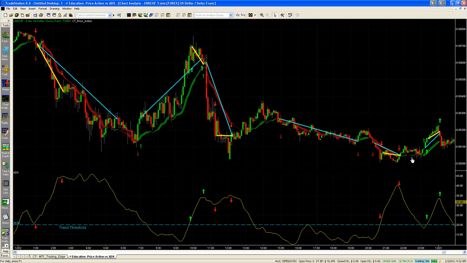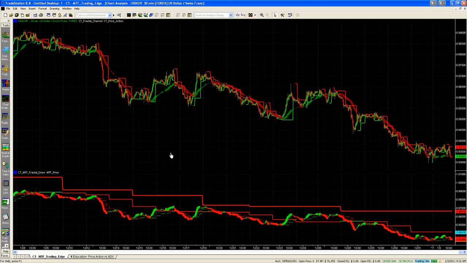And you can see that the fat line is telling us when we have these nice strong pushes in what direction. So you can use this on your chart like this. You can use it in a subgraph, whatever you prefer. But we want to show you one other thing.